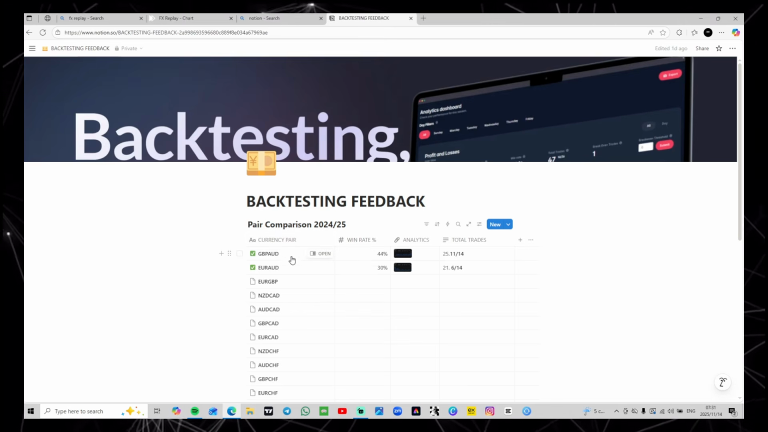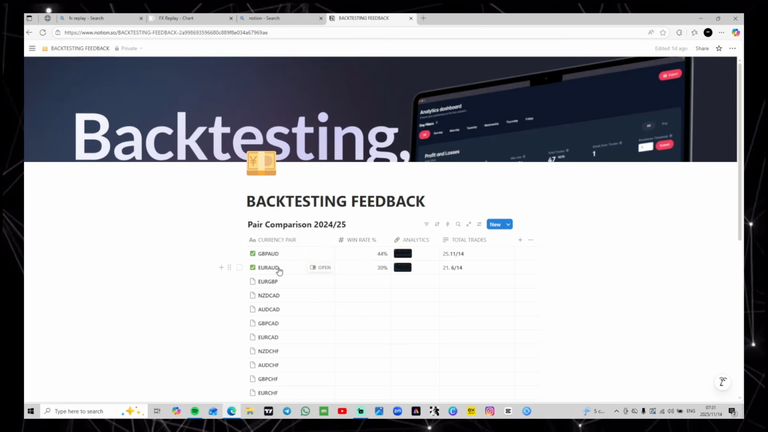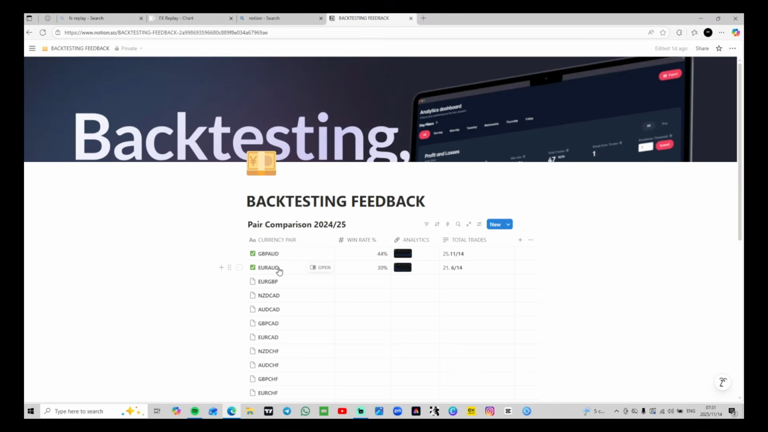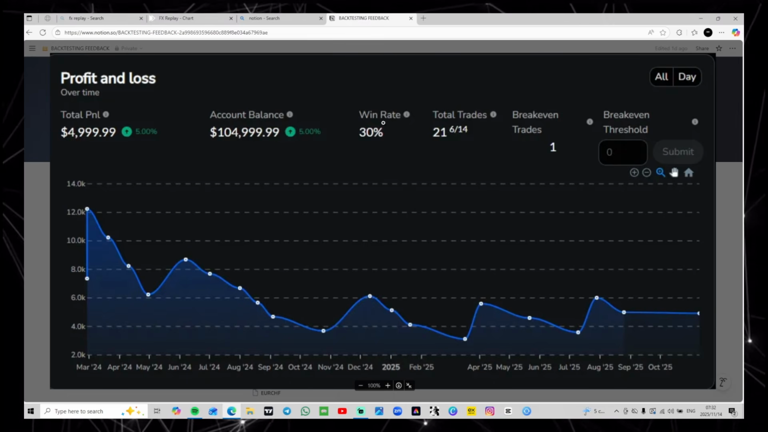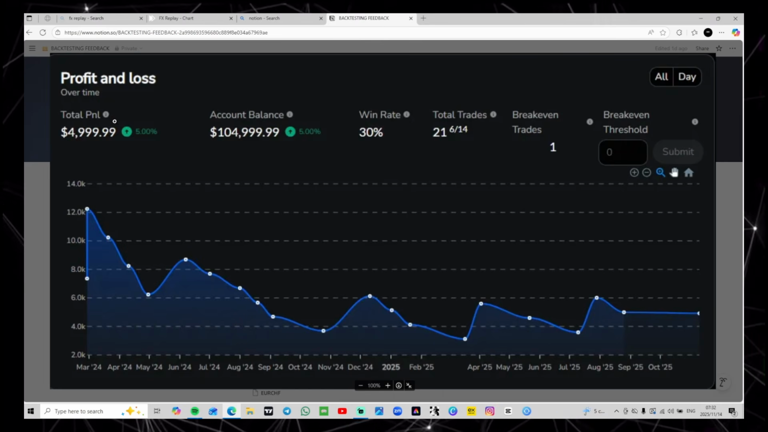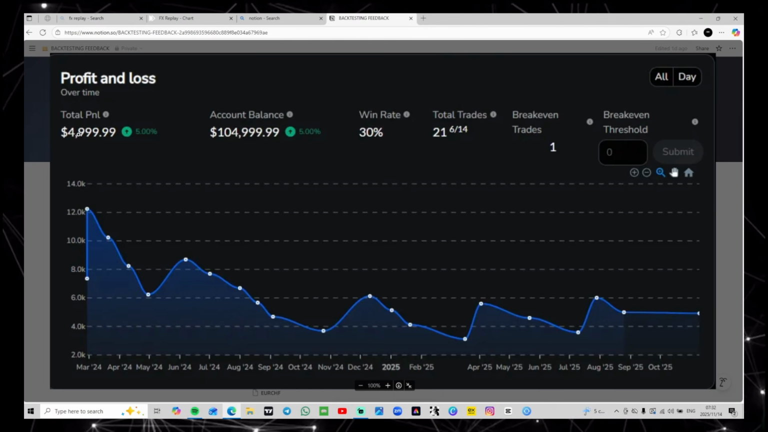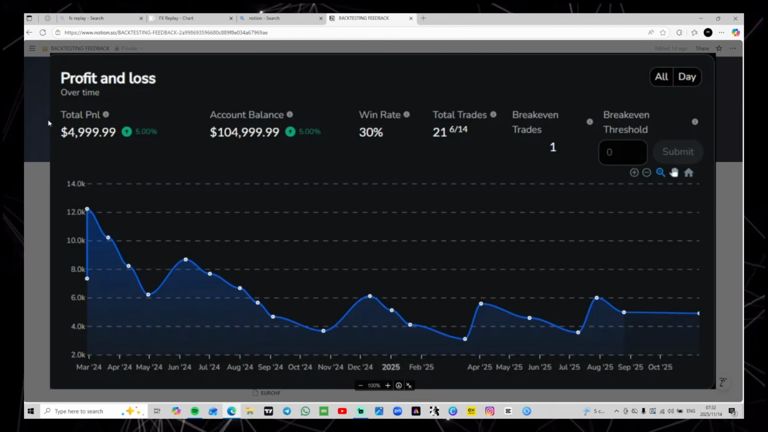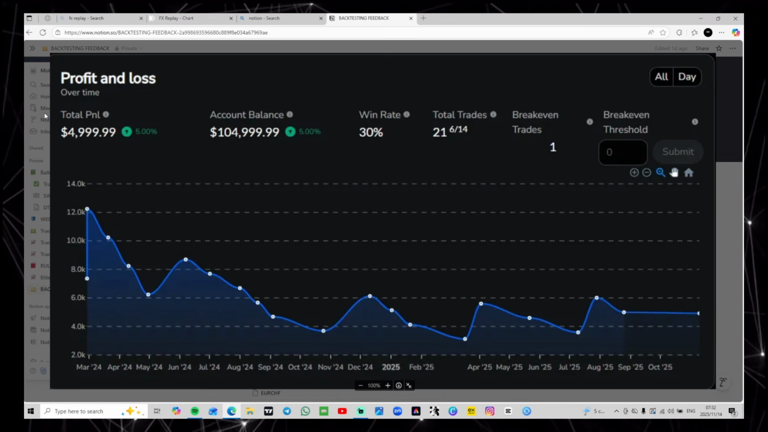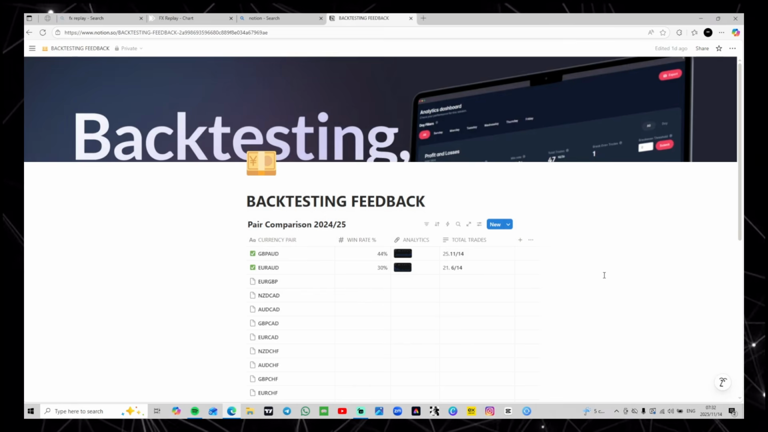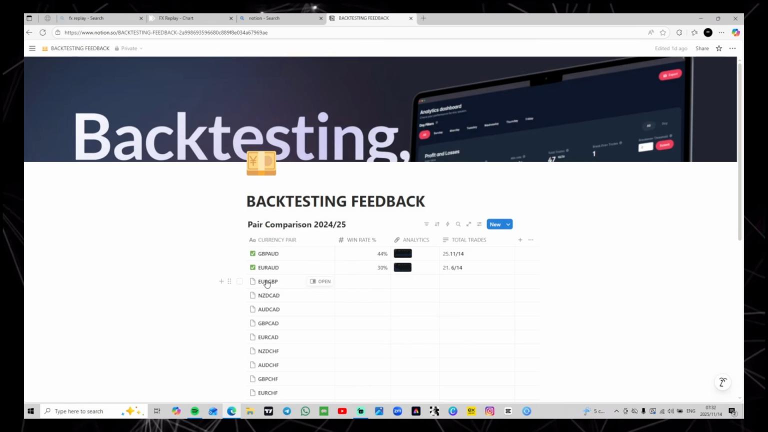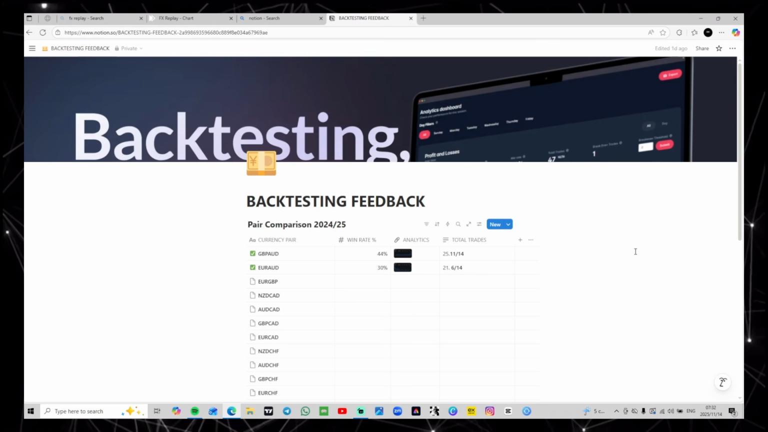Between these 2 pairs, even though they are both correlated, I know which one performs the best, because what I've realized with Euro AED is I get stopped out quite frequently, and then the trade just ends up going in my direction. This one had a 30% win rate, 21 trades, 6 profits and 14 losses. You could say we made 5% profit, but I'm not going to lie, this is bad. But right now we're backtesting Euro GBP starting from January 2024.